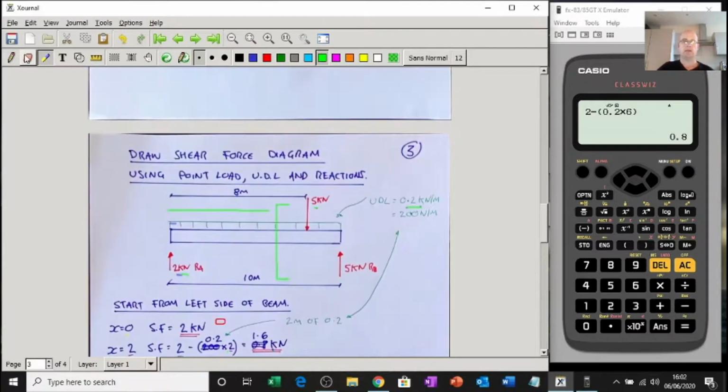So then we'll carry on, we'll go now to x equals 8, which is here. We're going to have 2 points now because we've got this 5 kilonewton thing kicking in. Don't forget, a UDL is a sloping line on a shear force diagram, and a point load, which these are, a straight line down or straight line up. So we'll have 2 points now for this x equals 8.